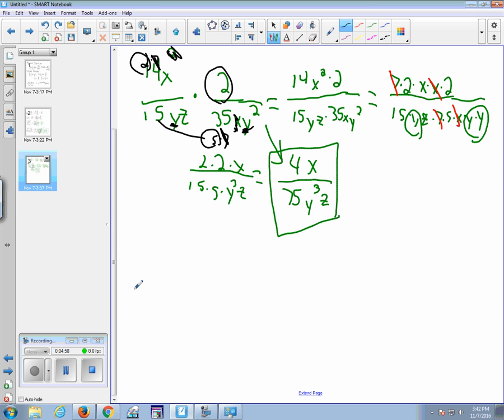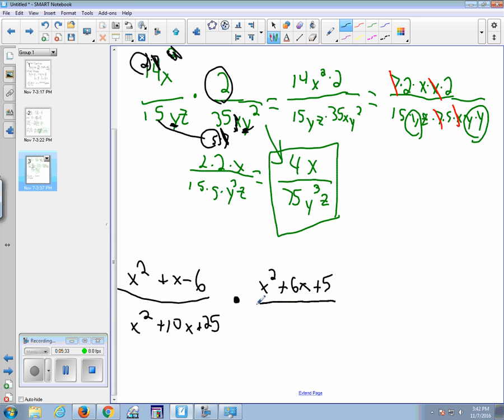So let's keep with black. That seems more formal here. Let's try x squared plus x minus 6 over x squared plus 10x plus 25 times x squared plus 6x plus 5 over 42x minus 84.